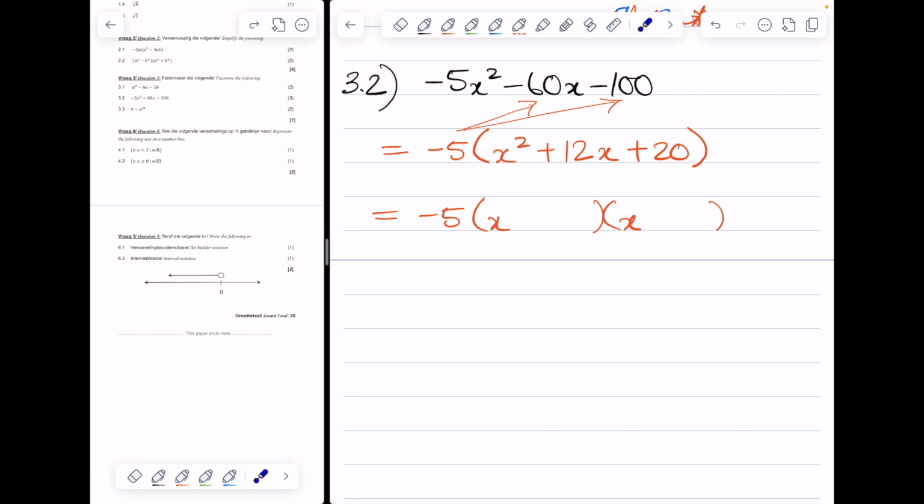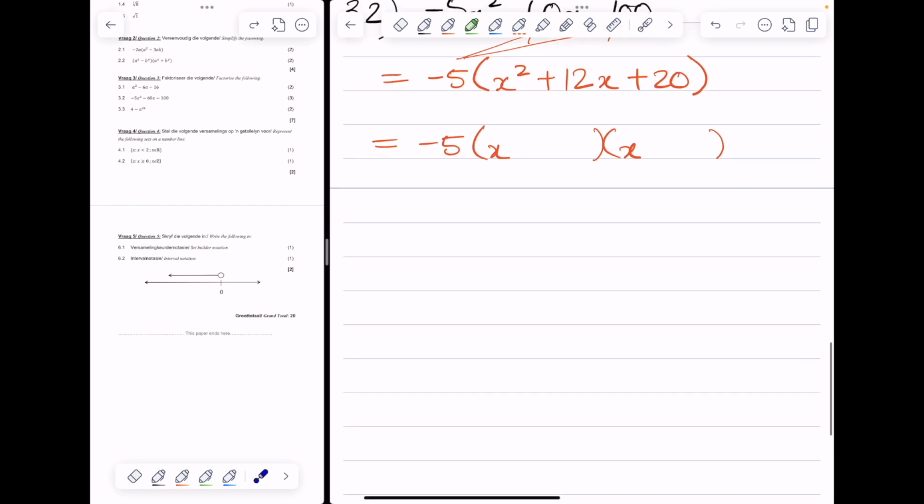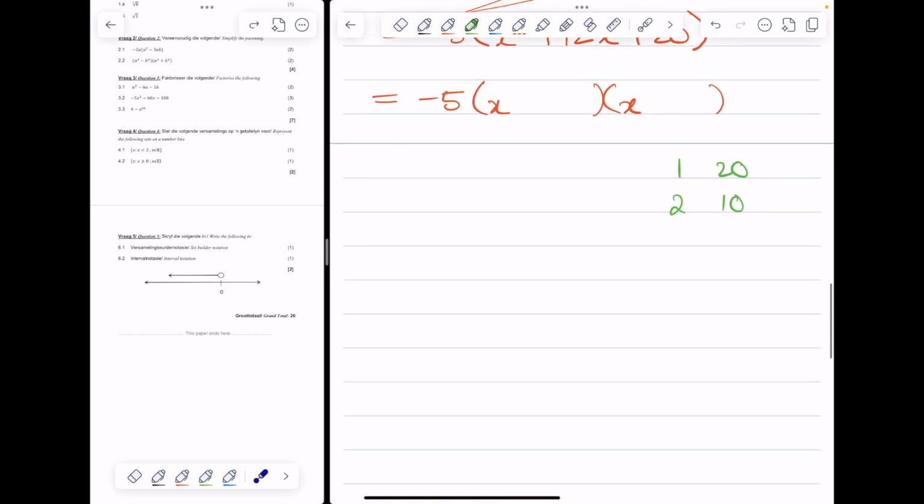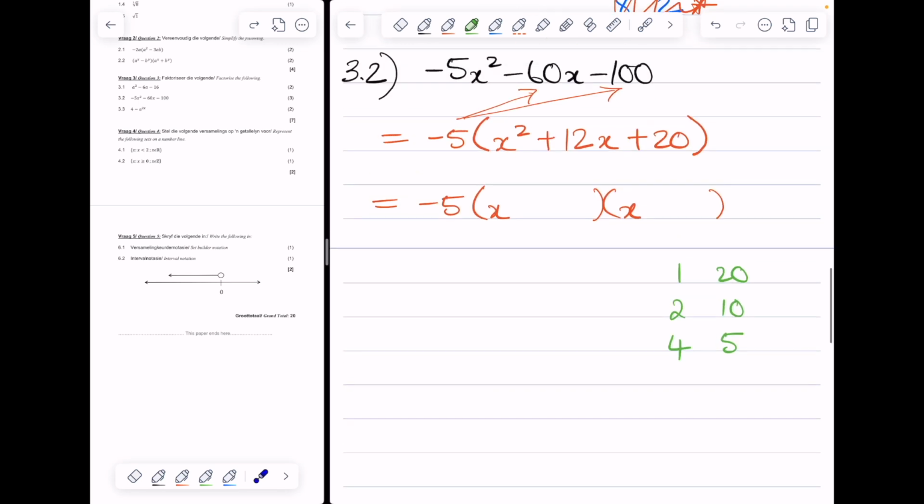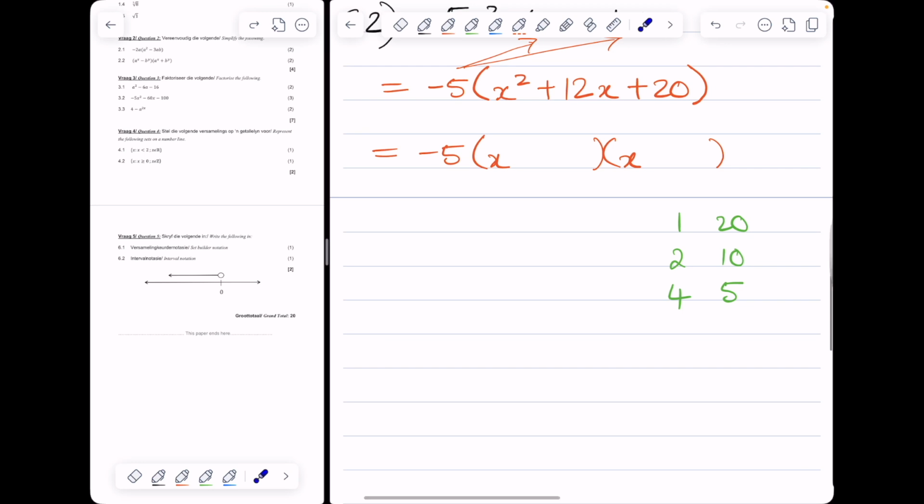Now if I look at my factors of 20, I've got 1 and 20, I've got 2 and 10, I've got 4 and 5, and I think that's it. Don't shoot me if I left out one. I think this is enough though, and it is very clear that this guy would be the one to pick, because they add up to 12.